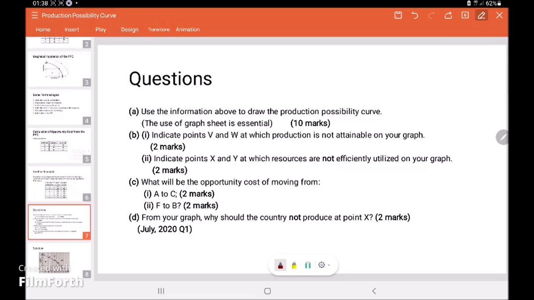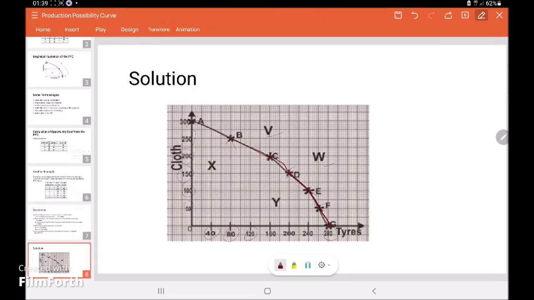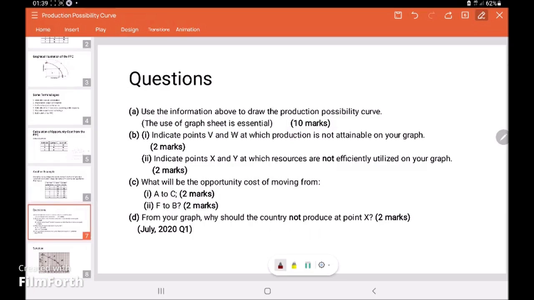indicate points X and Y at which resources are not efficiently utilized on your graph. So if they are not efficiently utilized, it means they are inefficient output combinations. And so inside the graph, use X and Y to indicate like that. So you move on to the next, and then you say, what will be the opportunity cost of moving from A to C? What will be the opportunity cost of moving from point A to C?